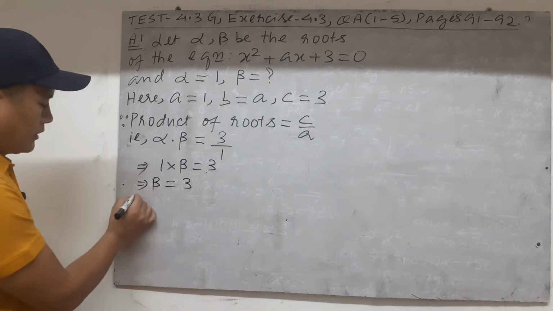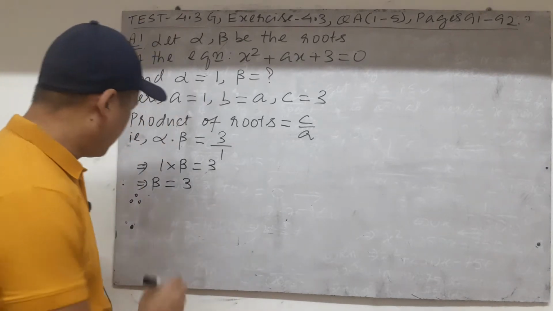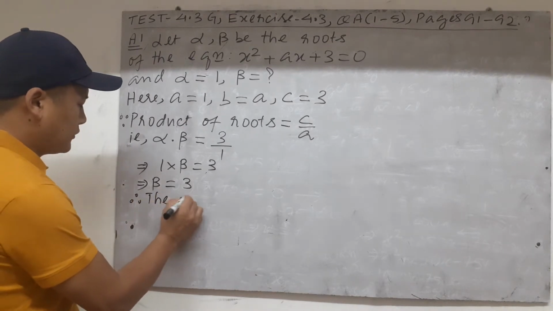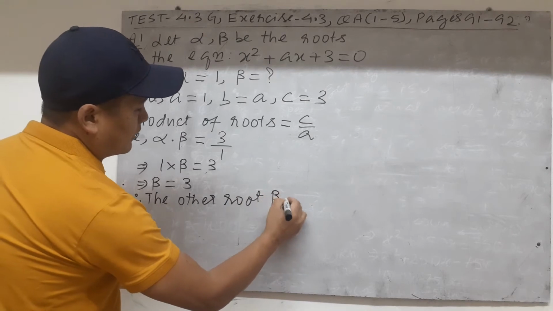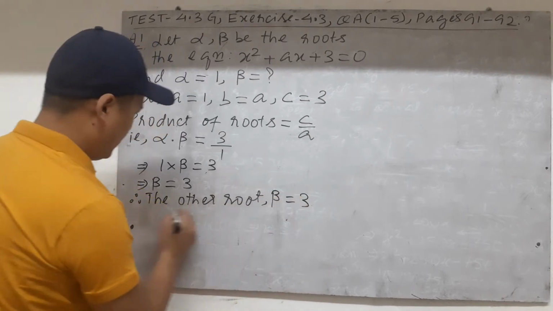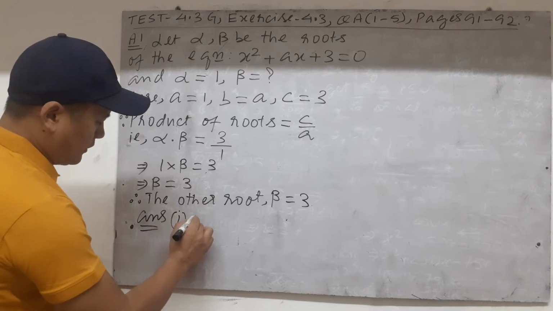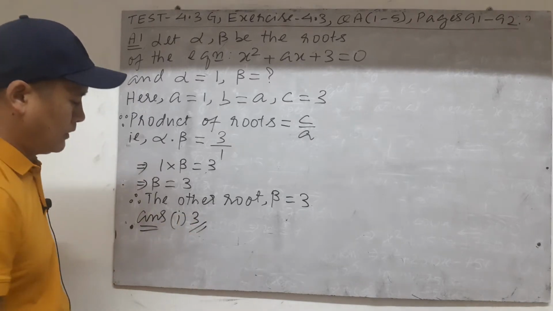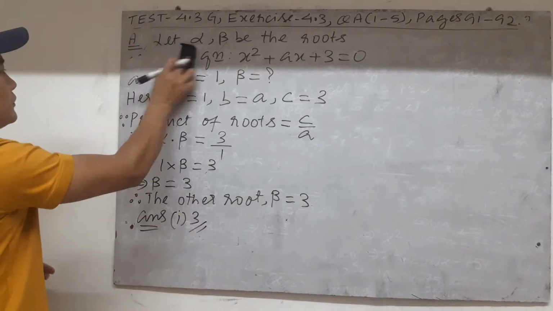No need to write that. Therefore the right answer is the first one. So the other root, according to the question, the other root beta is equal to 3. So the answer choice that matches is the first one, number 1 on your textbook, 3. Okay, let's go to A2.